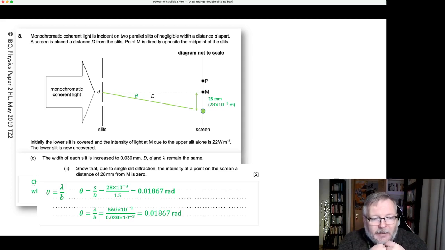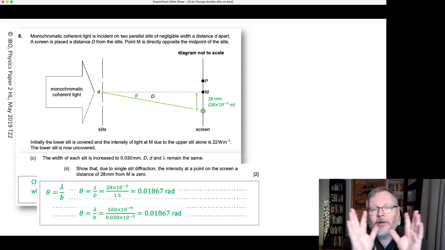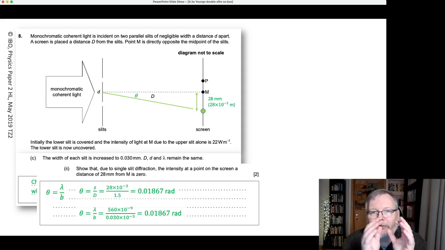So theta equals S, which is now the distance from M to that point, which is 28 millimeters, over big D, 1.5. Don't worry about sine, cos or tan, remember, because we are dealing with very small angles, and that all becomes irrelevant. So 28 times 10 to the minus 3 meters divided by 1.5 meters gives you an answer in radians of 0.01867.